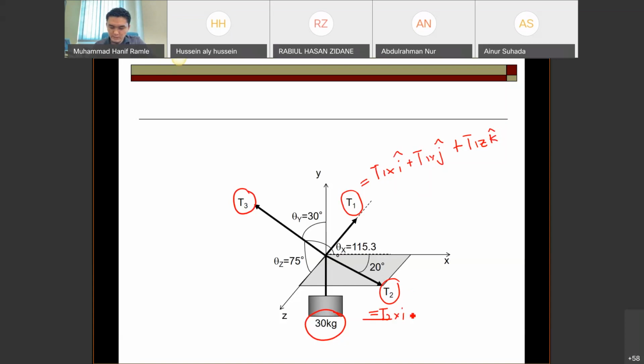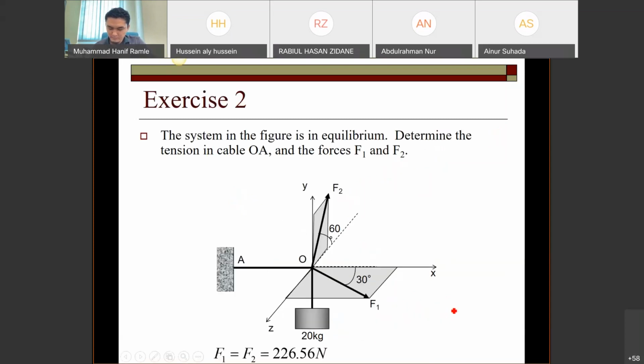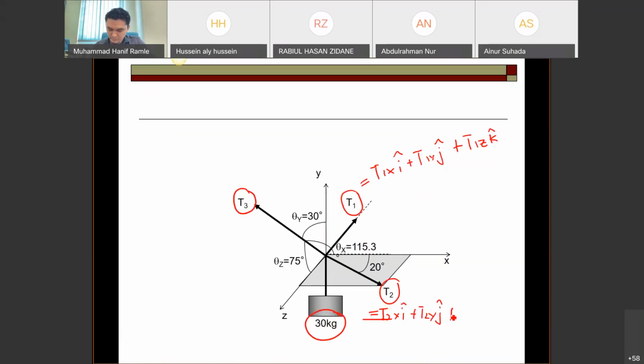T2x i plus T2y j plus T2z k. And the same goes for T3 and the mass. So the first one, T1, which method do you have to apply?